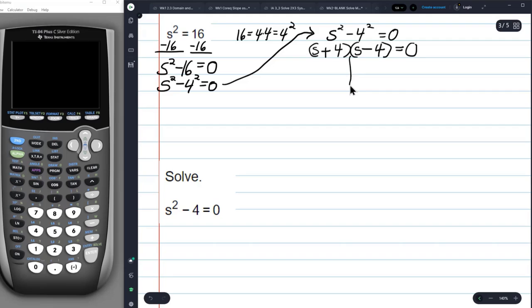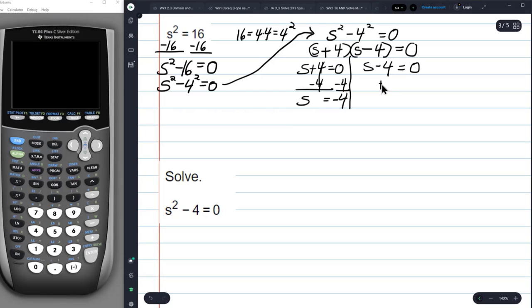Now is when I take each factor and set them equal to zero. S plus 4 equals 0. S minus 4 equals 0. Then I just solve each of those little equations. Subtract 4 from both sides of the equation. Negative 4 plus 4 is 0, so we'll have S equals negative 4.